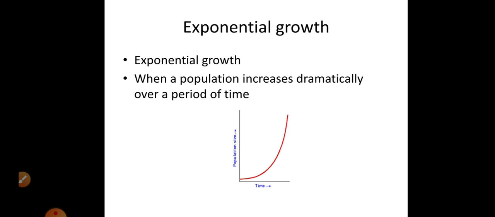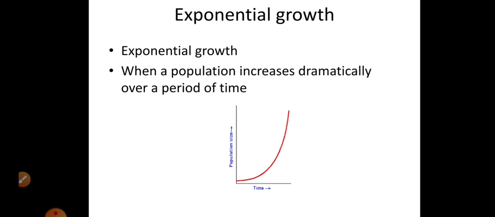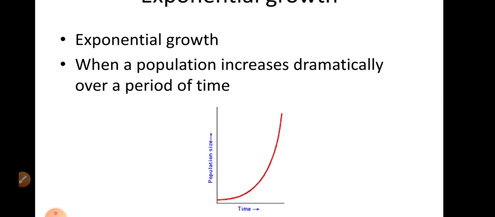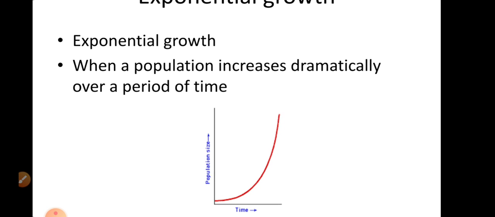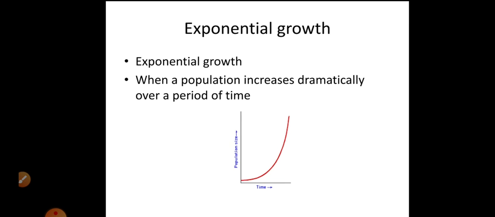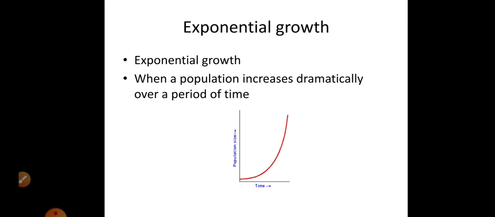Exponential growth means the population increases dramatically over time. As you see in this graph, it shows that the population is growing with time. This happens when everything is fine, there are no problems, no predation, no parasitism, no factors that cause this population to decrease. So it will increase with time.